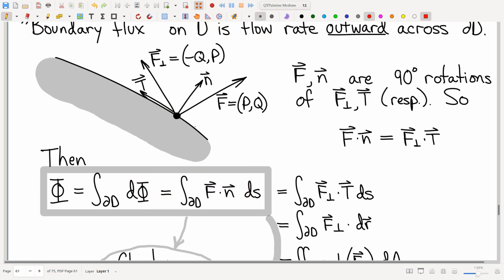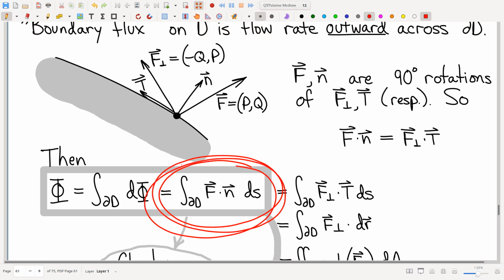All right, and here's where we have to get clever. We don't know what to do with this integral. We've never seen an integral like this before. In particular, we don't know what to do about having normal vector times ds. We've seen tangent vector times ds. We've never seen normal vector times ds. So, what are we going to do about this?